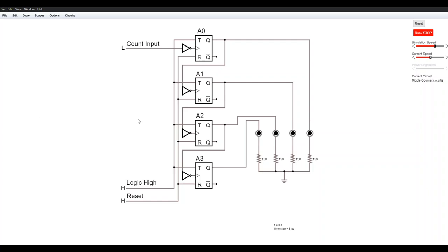So this is now the equivalent circuit of your T flip-flop. I have LEDs here to demonstrate the display of your bits from the least significant bit to the most significant bit. Since A0 here is our least significant bit, I assigned it to this LED, and then the most significant bit is here.